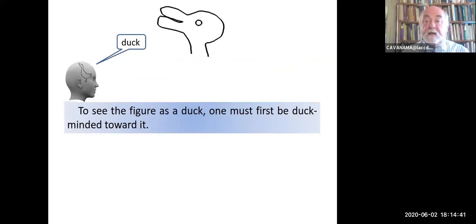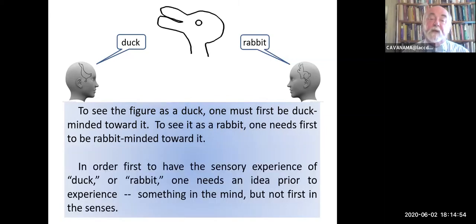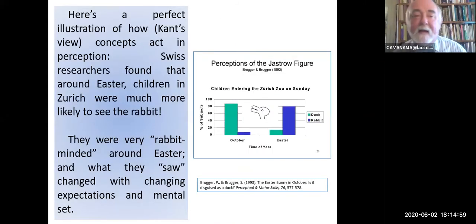To see the figure as a duck, you have to first be duck-minded toward it. And to see the figure as a rabbit, you also have to be actively rabbit-minded toward it. You have to be active toward it, and you have to have a template by which to see it. These are things which are in the mind, not first in the senses. Here's a perfectly good example of that. Somebody did this duck-rabbit thing in the Zurich Zoo. And around Easter time, children coming into the zoo were much more likely to see that thing as a rabbit because they're thinking about the Easter bunny. They're rabbit-minded around Easter time, and in October, much more likely to see it as a duck.